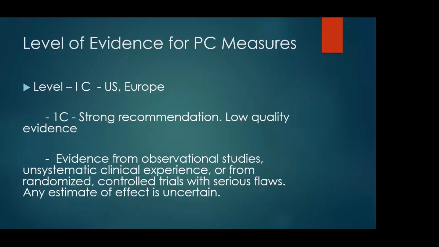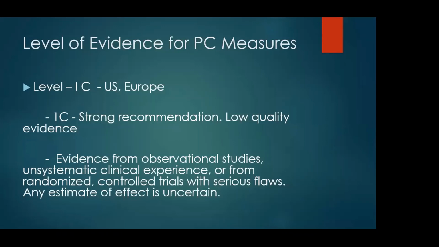Now, what is the evidence for palliative care measures in heart failure groups? In the US and Europe, a lot of studies are there. It says that is level 1C. And what is level 1C? Strong recommendation, but low-quality evidence. That means we ourselves are not producing that evidence. So the evidence is from observational studies, unsystematic clinical experience, or from randomized controlled trials with serious flaws, that is, not properly conducted. So any estimate of effect is uncertain, obviously, and that is why there is low-quality evidence, but a strong recommendation.